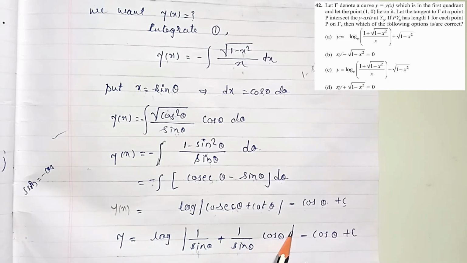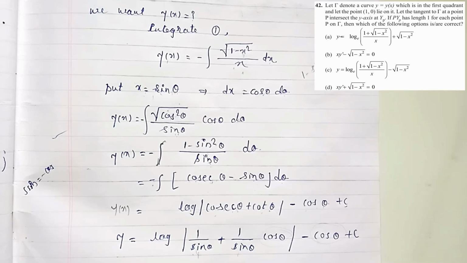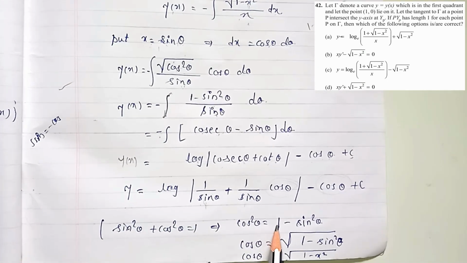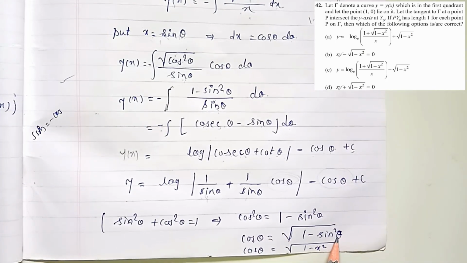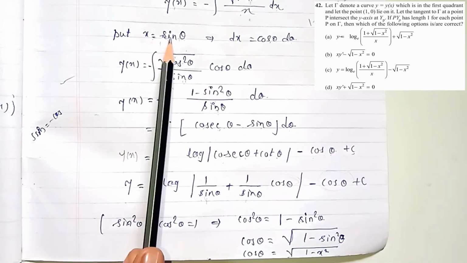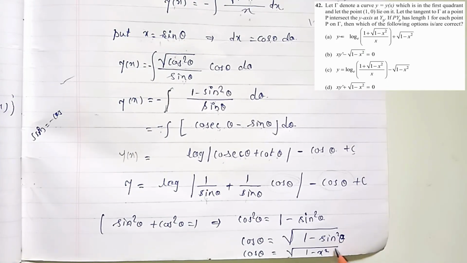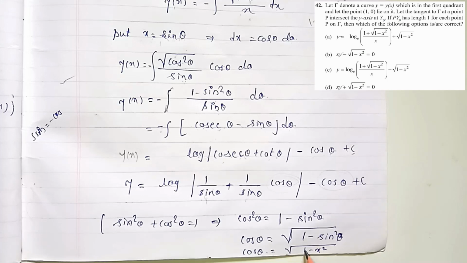Now our next target is to convert that cos theta into sin theta. We know that sin square theta plus cos square theta is 1, so cos square theta is equal to 1 minus sin square theta. Cos theta is equal to square root of 1 minus sin square theta. And sin theta is x, then sin square theta is x square. So cos theta can be substituted as square root of 1 minus x square.